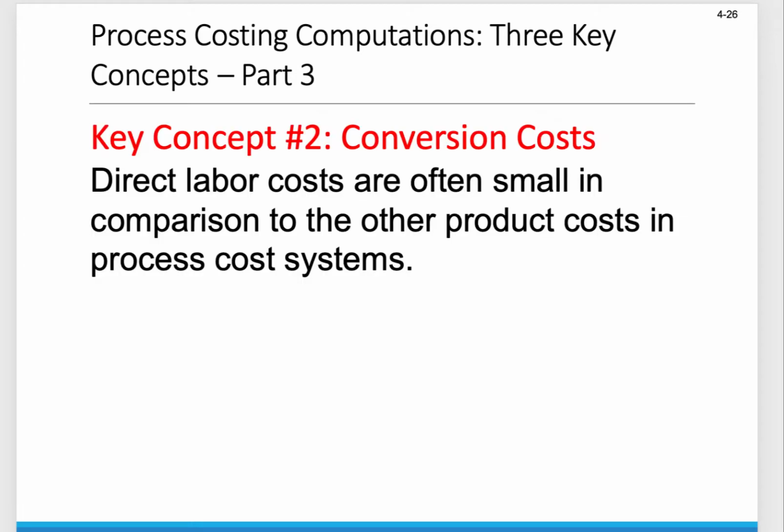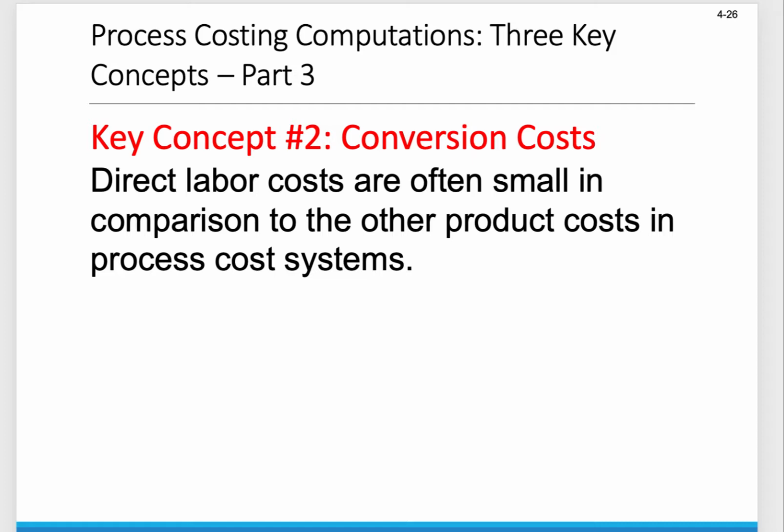And we'll see this in a lot more detail when we run through an example. The second key concept we need to recognize is that direct labor is not a big amount. When we're looking at the processing system, we use a lot of machinery, so there's going to be a lot of overhead.